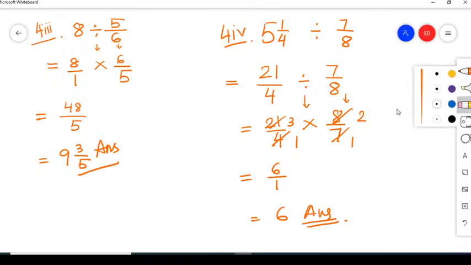Good. 4 subpart 5 you can do on your own. Okay, so let's do number 5. It's all multiplication. I will do question number 5 subpart 3.